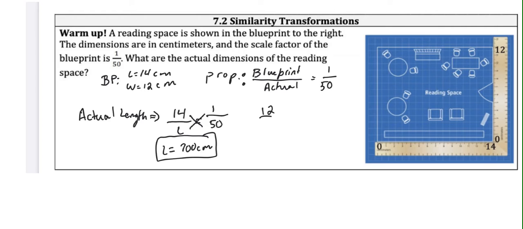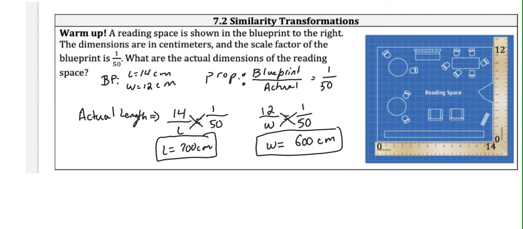Now our width will be 12 over W is equal to 1/50th. Same thing, cross multiply. We get W equals 600 centimeters. So it was just a short warm up of solving proportions and using our scale factor.